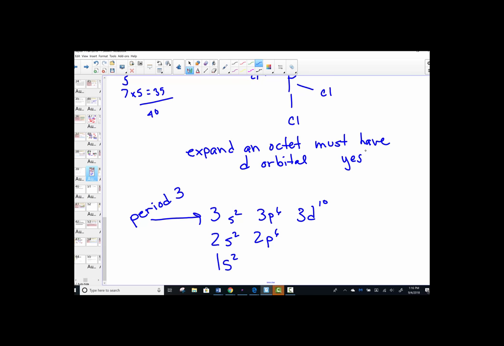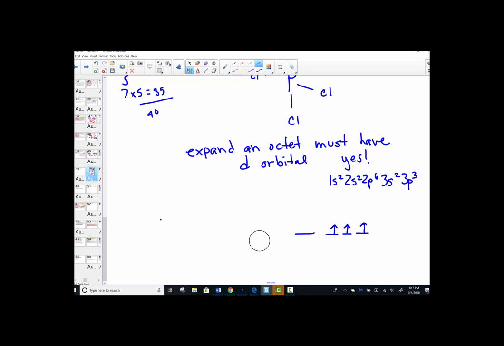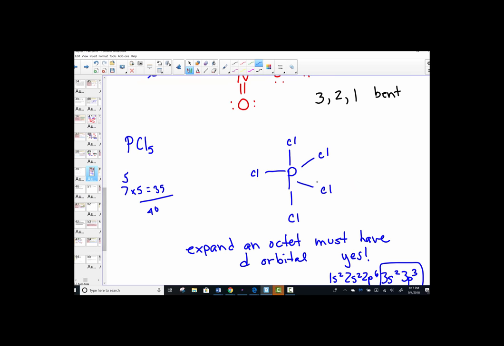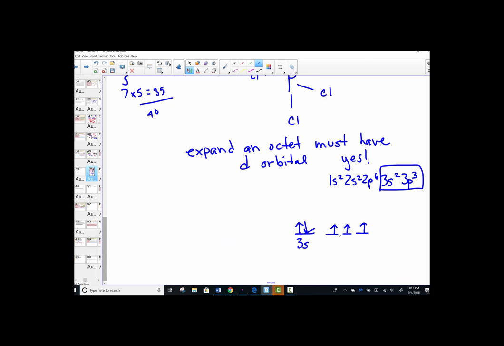Yes. If I were to write the electron configuration for phosphorus, which is number 15, 1s2, 2s2, 2p6, that brings me to neon, 3s2, that's magnesium, and I go 1, 2, 3 more over to get to phosphorus, 3p3. There's three open spots for bonding. Here is the 3s orbital. It has two electrons in it. So right here is the valence shell. How in the world do I get five chlorines around when I have only three shells open for business?